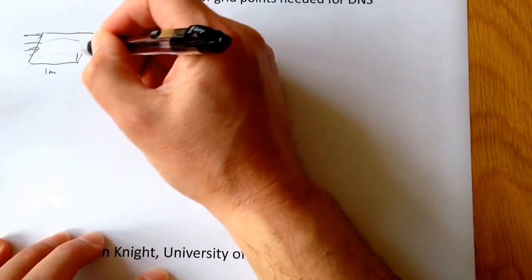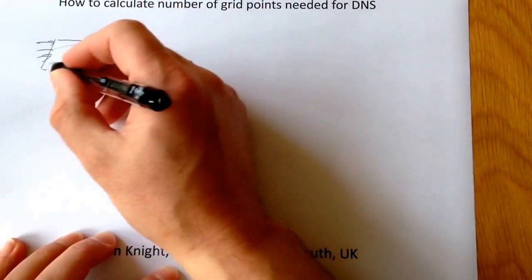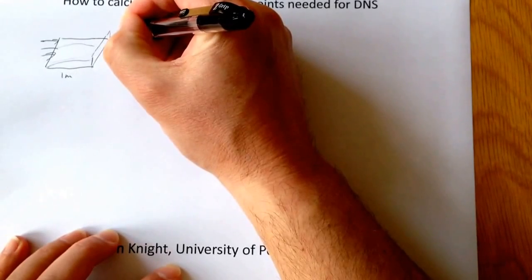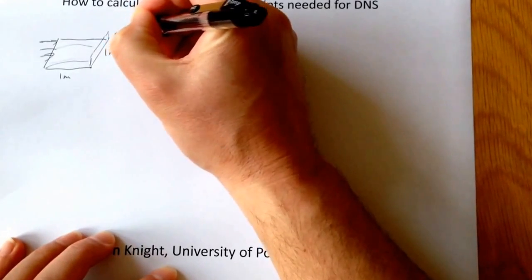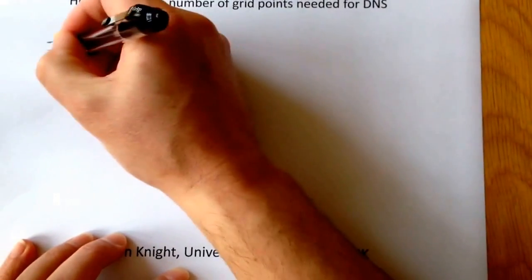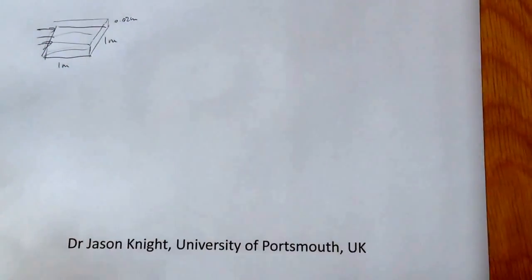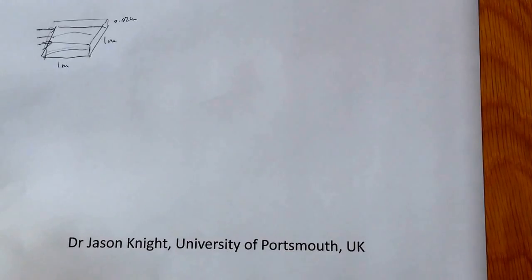And let's say by the end of the 1 meter long flat plate, the boundary layer thickness is 2 centimeters, or 0.02 of a meter high. Let's just take that as our domain and say we're going to do a DNS simulation on that.